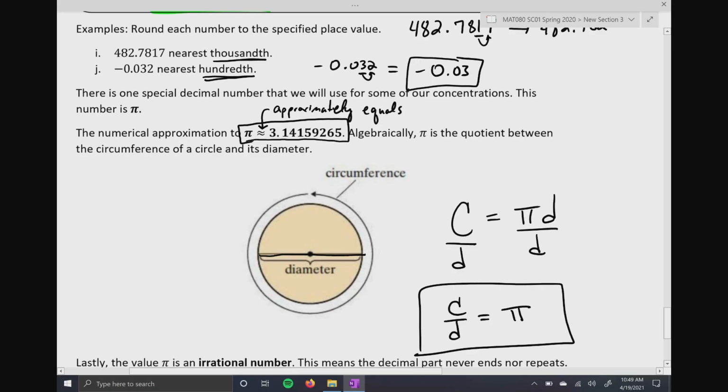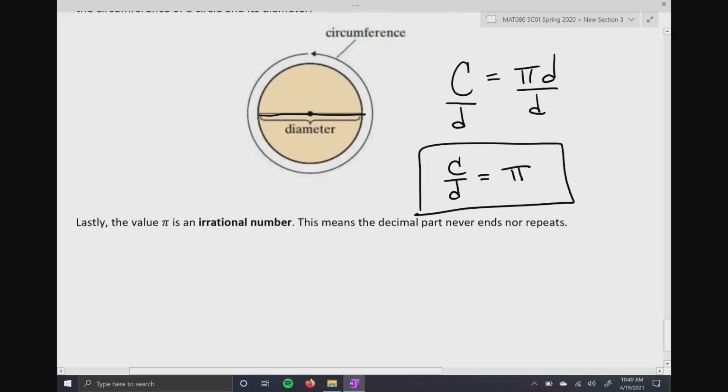That will always happen. It'll happen with the top of a cap. It'll happen with a tire. It'll happen with a Cheerio. I like Cheerios. I eat Cheerios in the morning. Always. You take the circumference divided by its diameter, and you will always get pi. And remember, like I said, pi is an irrational number, which means the decimal part never ends and never repeats.